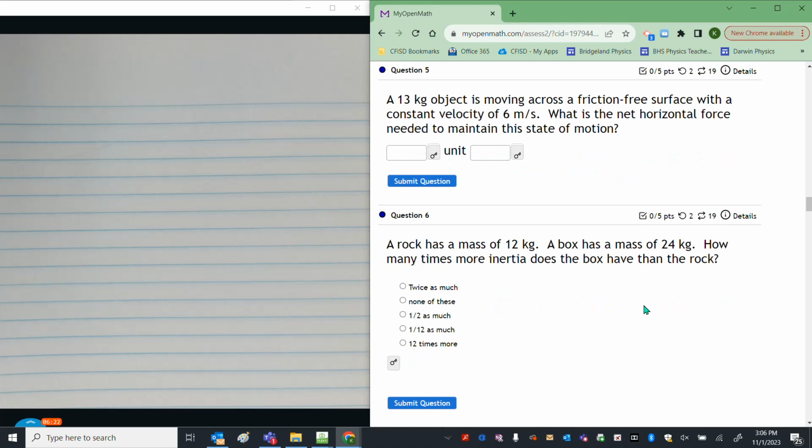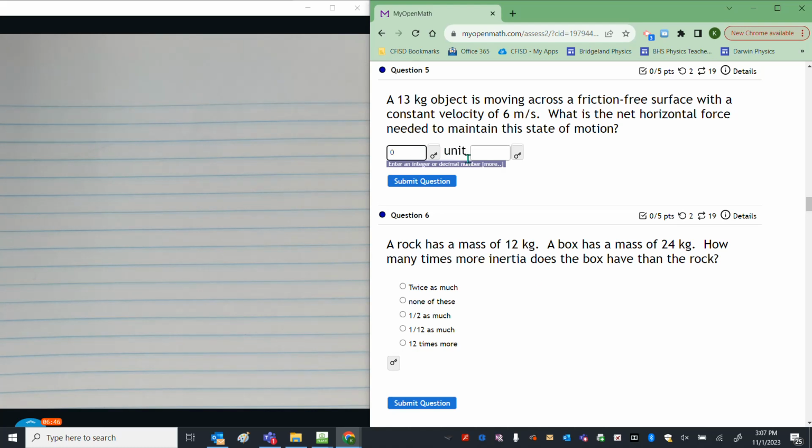Number 5 says a 13 kilogram object is moving across a friction-free surface with a constant velocity of 6 meters per second. What is the net horizontal force needed to maintain this state of motion? Again, this may sound like a calculation. It's not. The amount of force needed to maintain that state of motion would be absolutely none at all, 0. You don't need force to keep things moving.